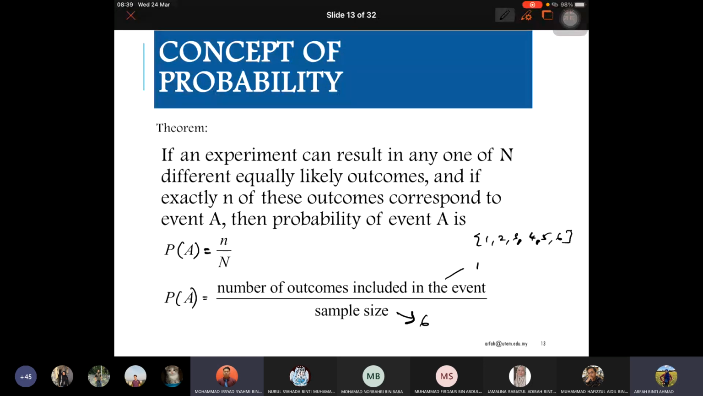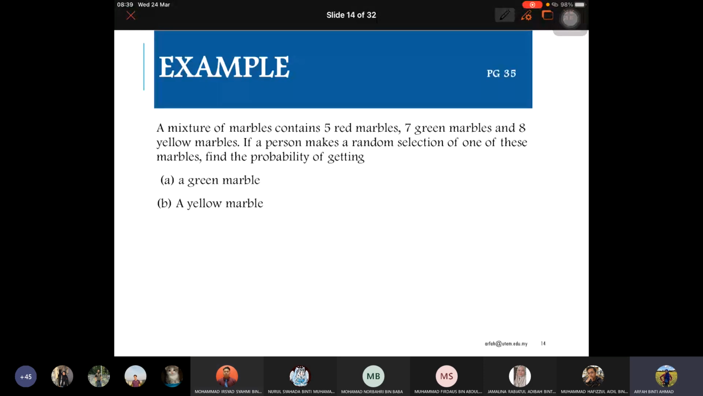Okay. So a mixture, kita tengok example ni. A mixture of marbles contain 5 red marbles, 7 green marbles and 8 yellow marbles. So let's say you have a bag and in this bag it contain 3 colors of marbles. So kita ada 5R untuk red marbles, 7G untuk green marbles and also 8Y untuk yellow marbles. Okay. So if a person makes a random selection, dia keluarkan satu marble. Okay. So what is the probability of getting green marble?